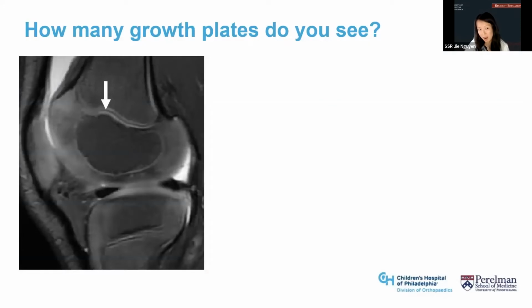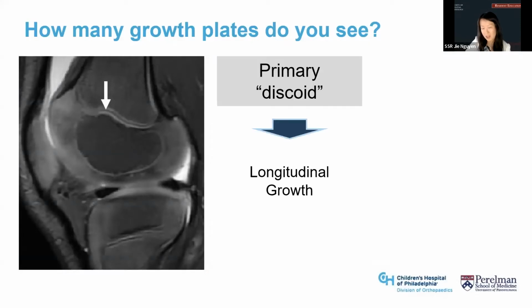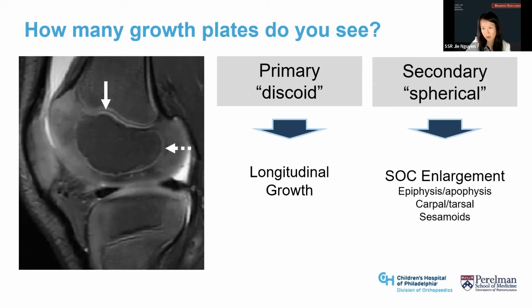So we have the primary growth plate right here, which is also known as the discoid. It's responsible for longitudinal growth of the bone itself, so the femur in this case. And then we have the secondary growth plate, which is the same format except slightly smaller, and that's what we call the spherical growth plate. And that's responsible for enlargement of the secondary ossification center.